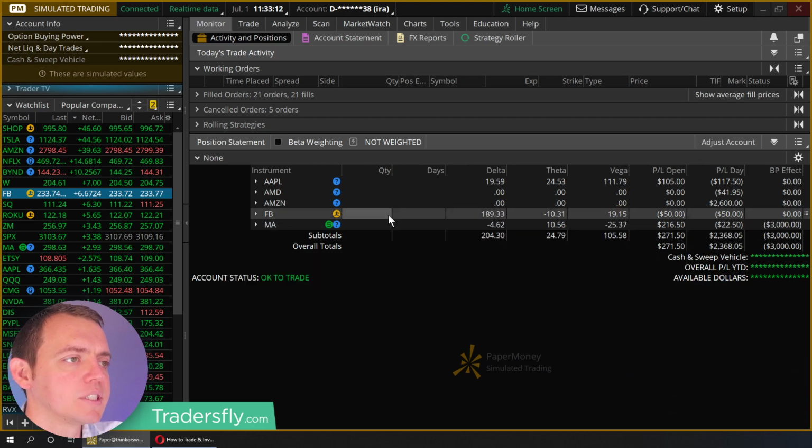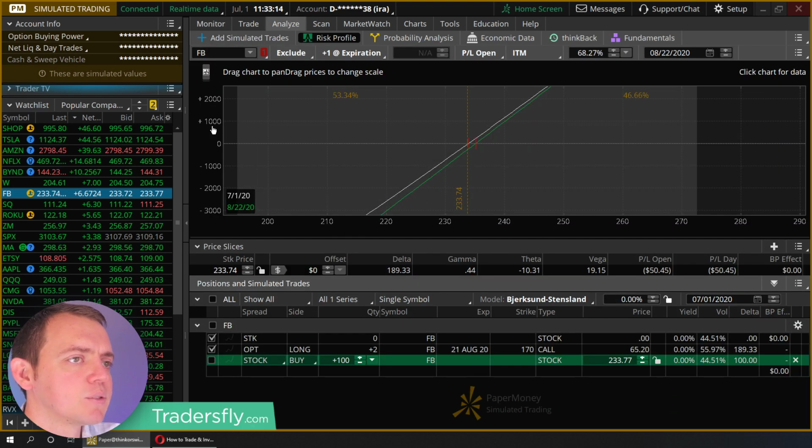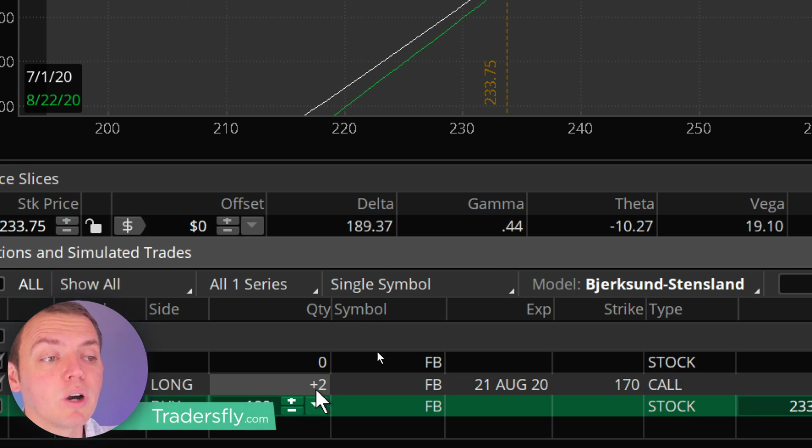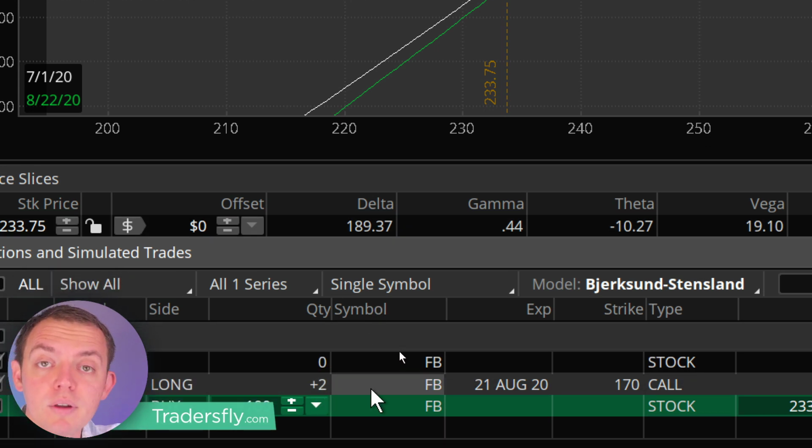So how do I make money on this? Well, you make money on this when the stock goes up, because your delta is kind of your biggest item. Why is it 189 now instead of 90? Well, I got 2 contracts. Each one is worth about 95 delta.